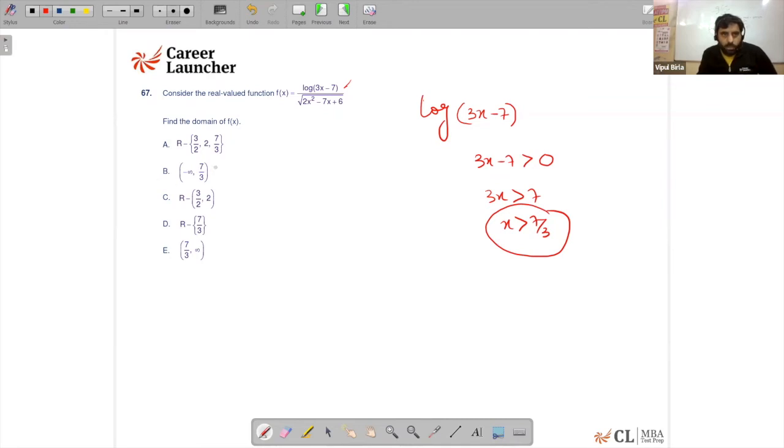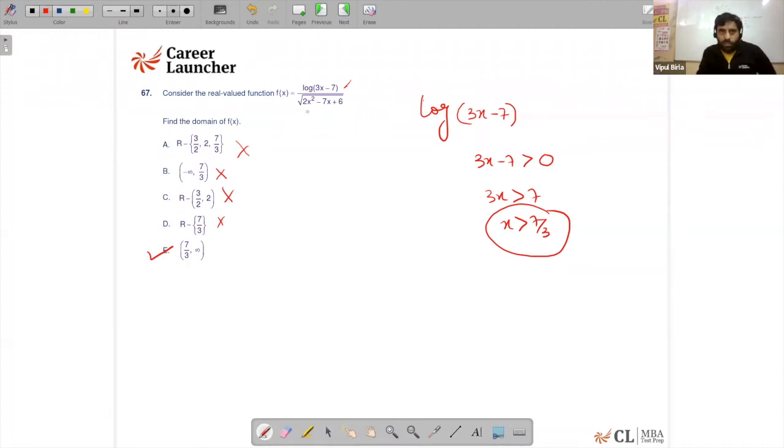So option B cannot be the answer. A real number minus this again cannot be the answer. A real number minus only these three values again cannot be the answer. A real number minus 7 by 3. Any value which is less than 7 by 3 is not possible. So option E is the answer to question number 67. All right, quite straightforward. From the numerator only, I am able to eliminate the remaining choices, and therefore option E is the answer.